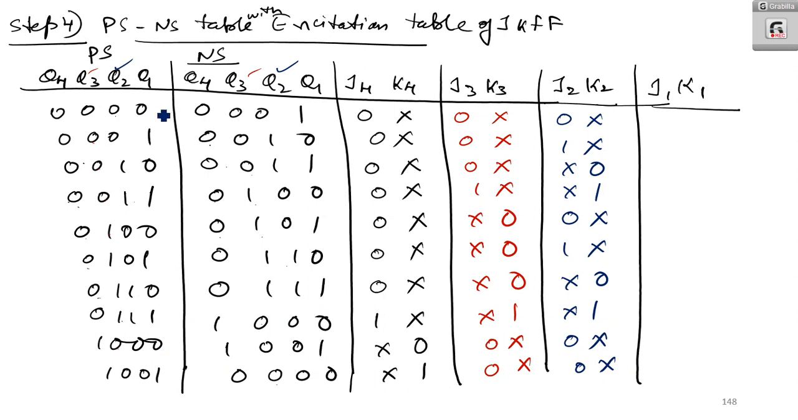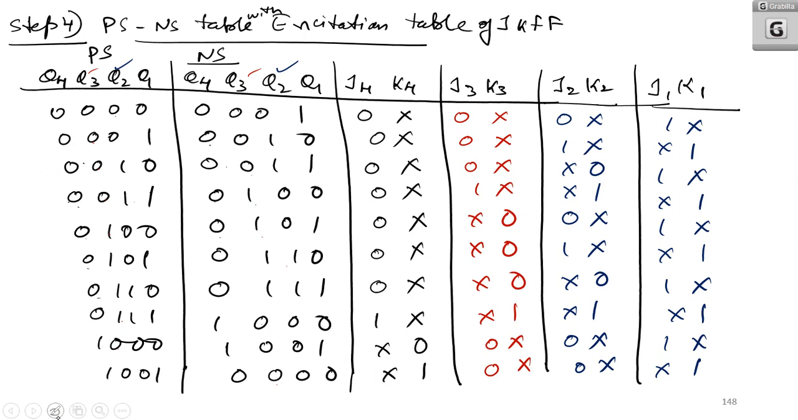Now coming into J1 and K1, you should look for present state Q1 and next state Q1. 0 to 1, 1, don't care. 1 to 0, don't care 1. 0 to 1, 1, don't care. 1 to 0, don't care 1. 0 to 1, it is 1, don't care. 1 to 0, it is don't care 1. 0 to 1 means it is 1, don't care. 1 to 0, it is don't care 1. 0 to 1, it is set, that is 1, don't care. 1 to 0, it is reset, so it is don't care 1.